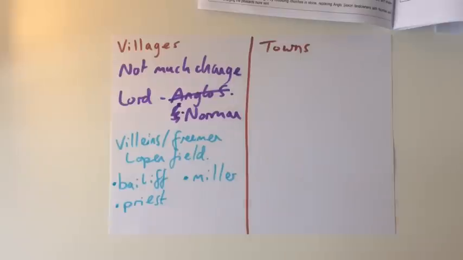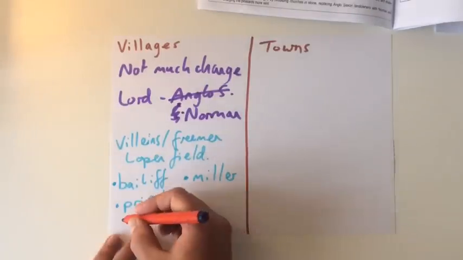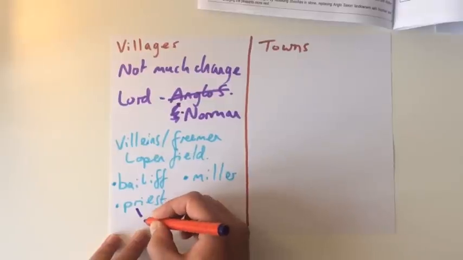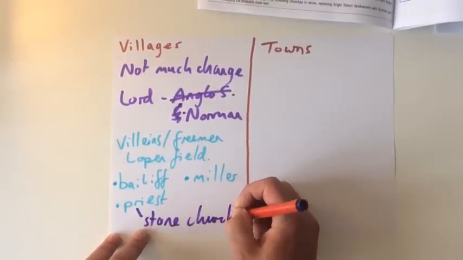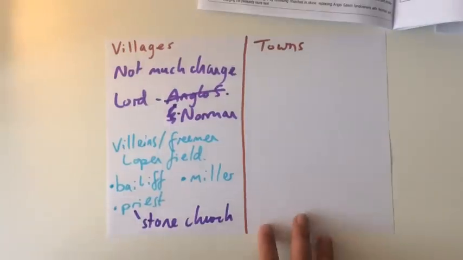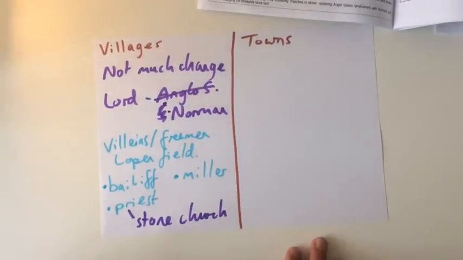One last thing that would have changed under the Normans, one of the only other changes really, would be for the church, and the church would probably have been rebuilt in stone as opposed to being a wooden structure. That's something the Normans did because they really wanted to show that they valued religion.